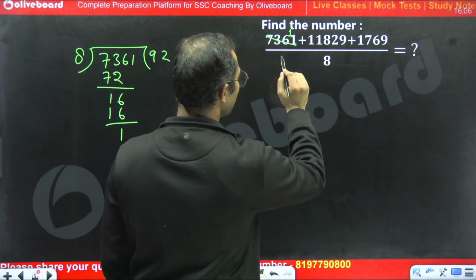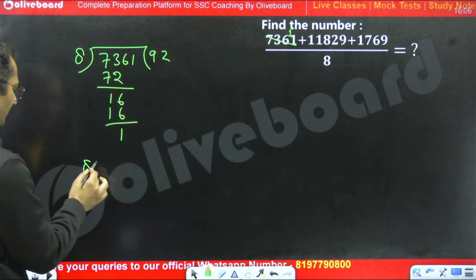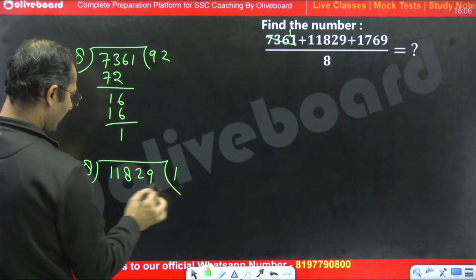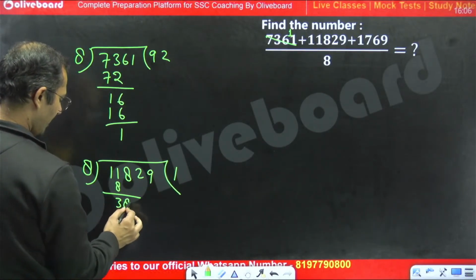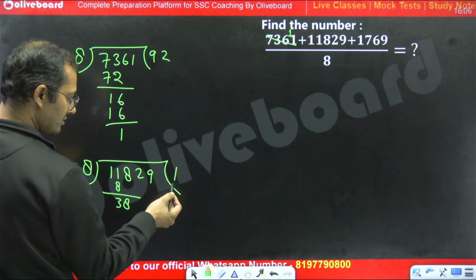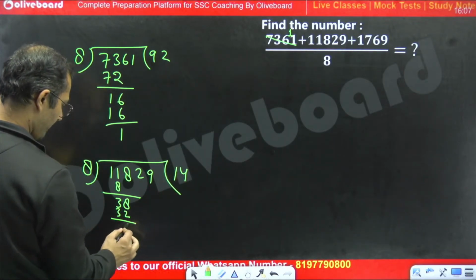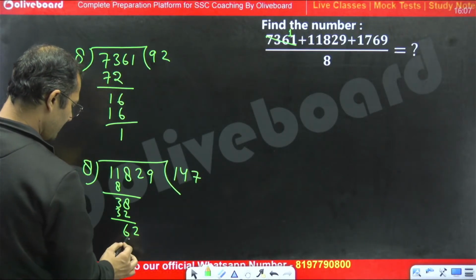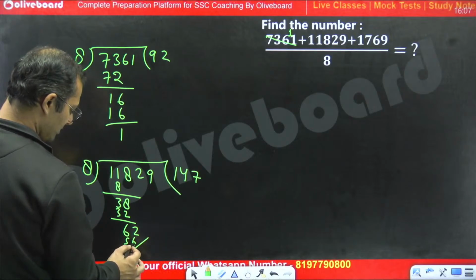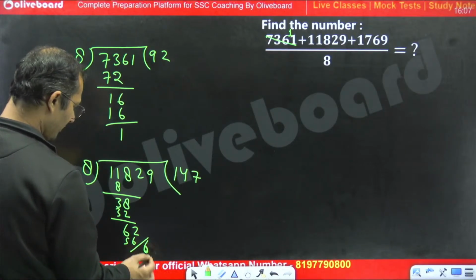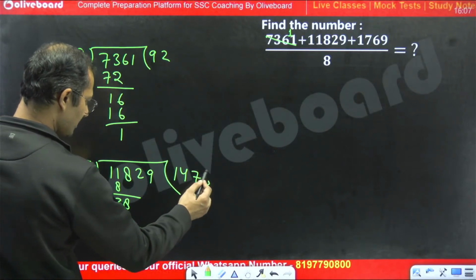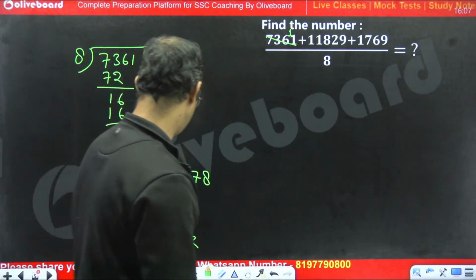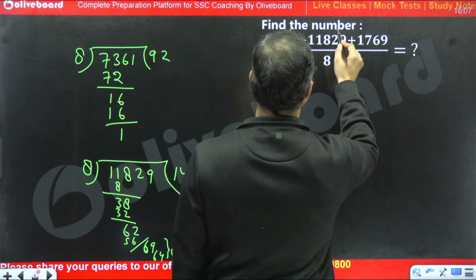Now 8 1s are 8, how much is left? 3. 8 4s are 32, 6 is left. 8 7s are 56, so how much is left? 6 is left. And 8 8s are 64, so how much is left? So 5 is the remainder. So here 5 is the remainder.